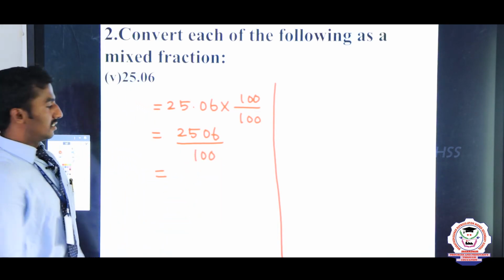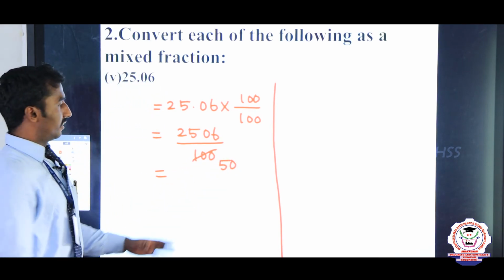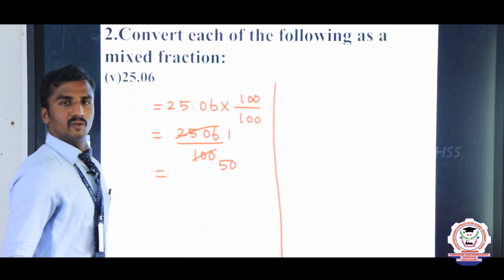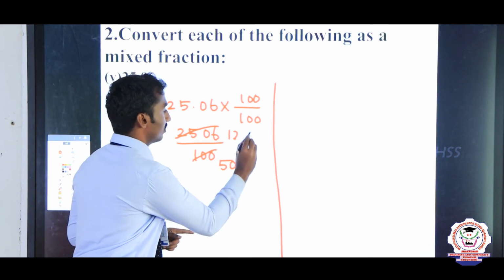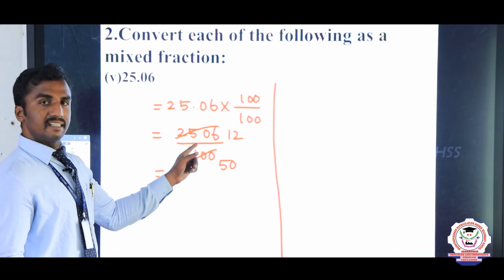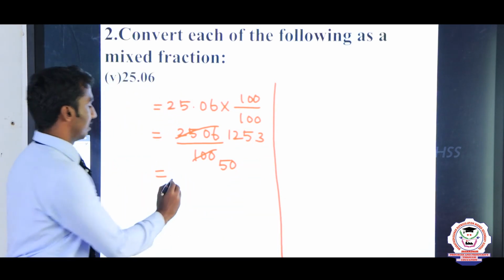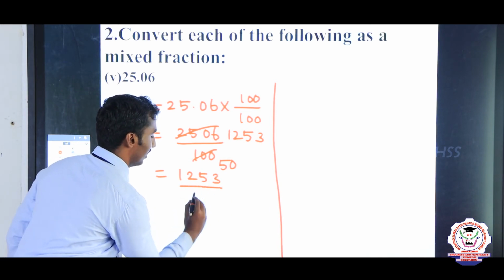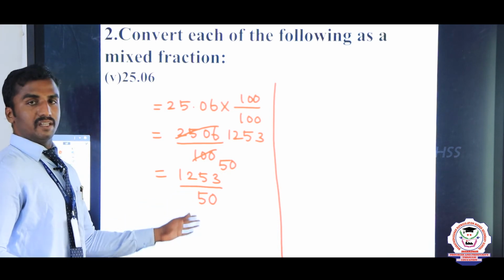Next one, cancellation. 2 table, 250. 2 into 50 we get 100. Next numerator: 2 1s are 2, remainder 0. Next one 5, 2 2s are 4, remaining 1. Next 0, so consider 10. 2 5s are 10, 2 3s are 6. So we get 1253 divided by 50. 1253 divided by 50. This is a fraction.